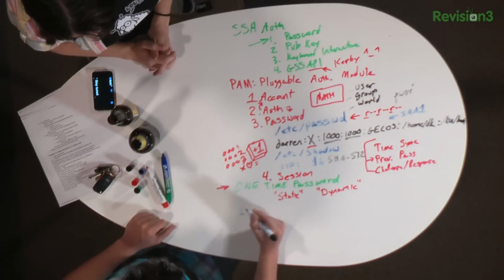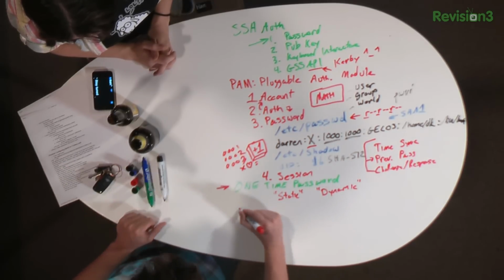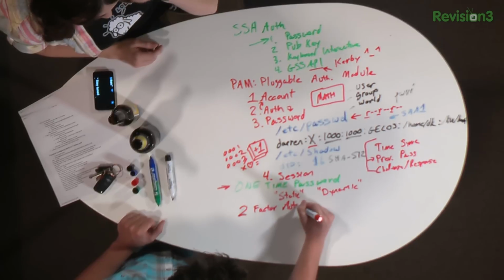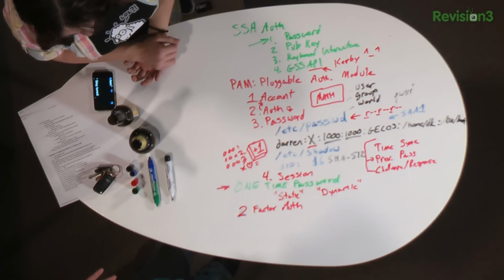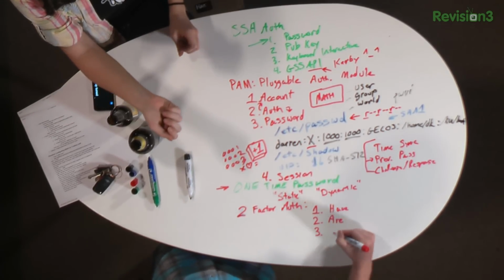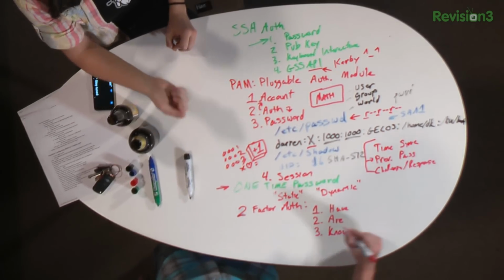So here we go. I have no markers anymore. So two-factor auth. Two-factor authentication is basically defined as something that uses 2 or more of 3 factors of authentication. Now, those 3 are, first of all, something you have, something you know, something you are. Something you have could be something like your Yubikey.